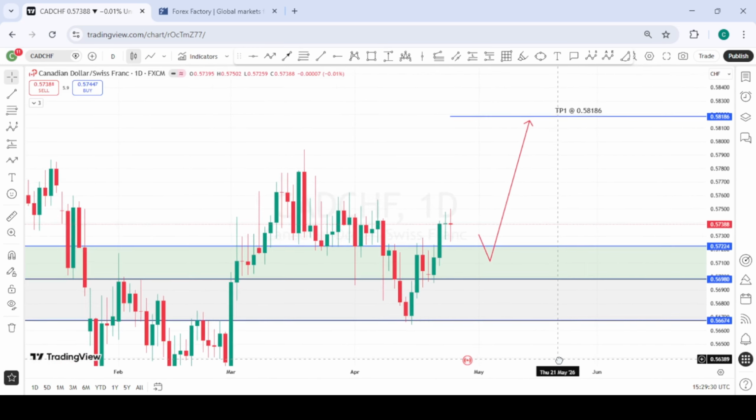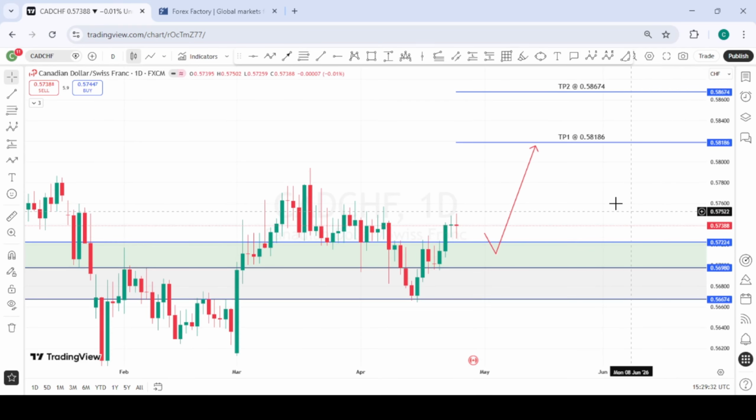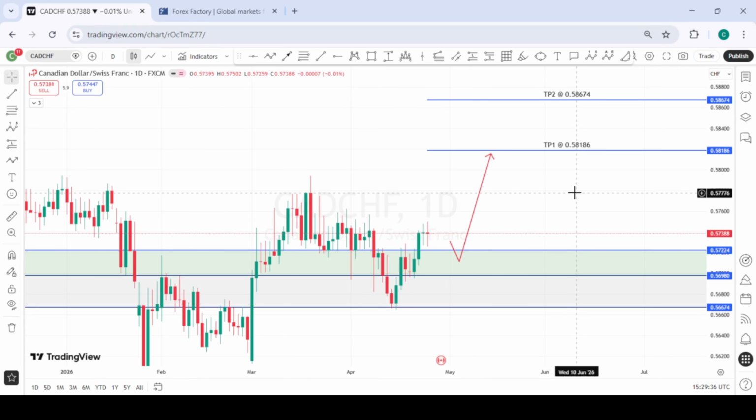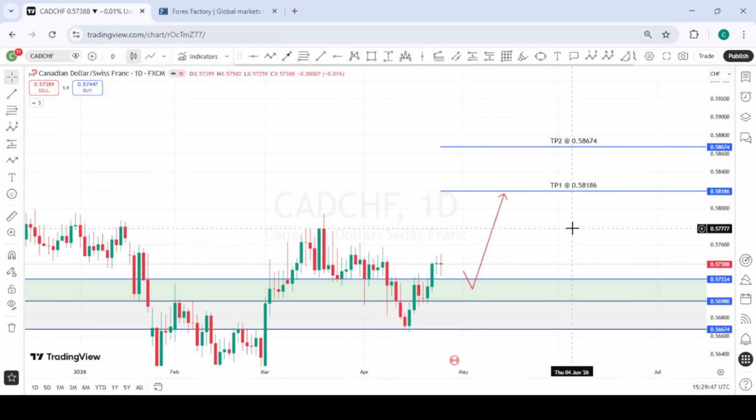This is CADCHF. We actually took a loss on this trade. We took a sell on this pair, and we took a loss. I think we cut the loss before we hit our SL actually. So going into next week, we are going to look out for this bullish opportunity on CADCHF.